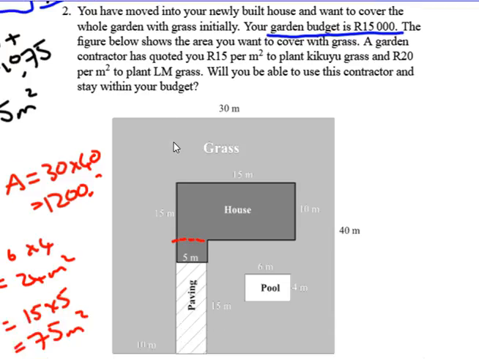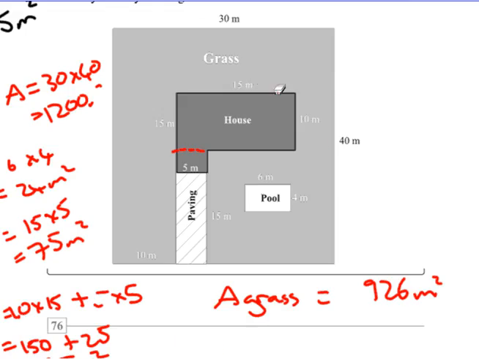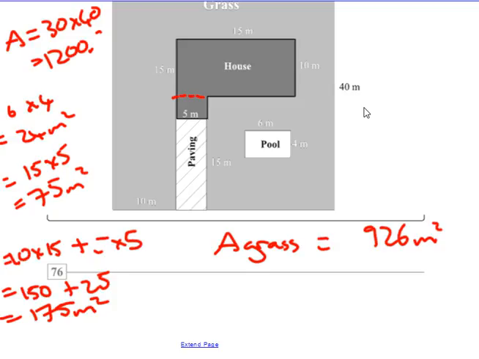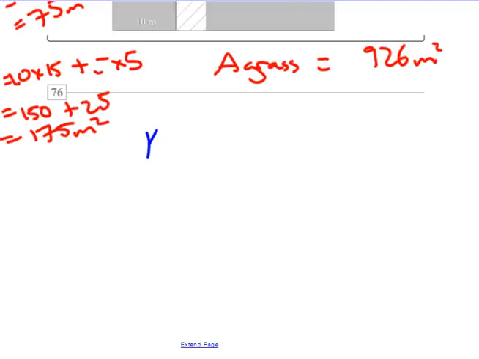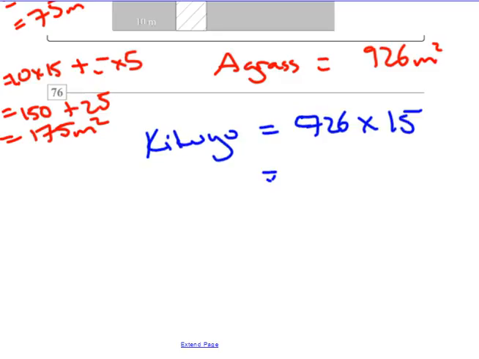So if I wanted to get kukui grass, it's 15 Rand for each square meter. So that would be my 926 square meters times 15, which is 13,890 Rand. Okay? Which is great. I can go for kukui grass.